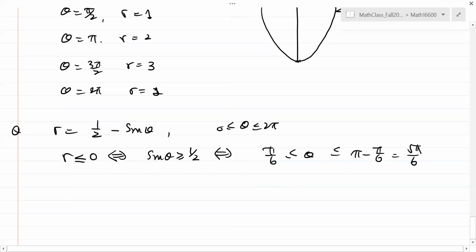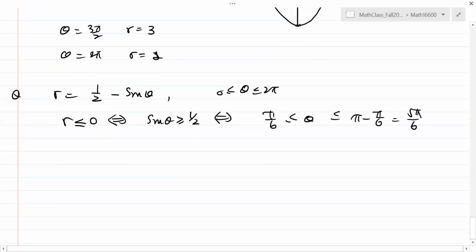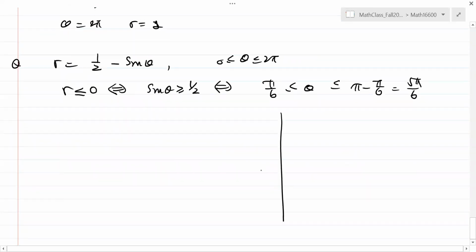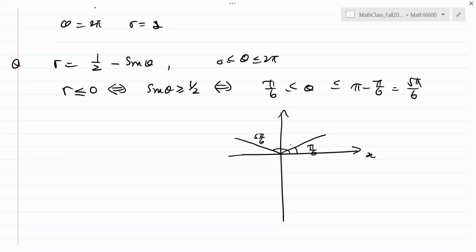That's all, right? So you get the solution. Between those two angles, my r is negative. So when you draw the graph, be careful. This is pi, this is pi over 6, this is going to be 5 pi over 6. So when the angle is between those two lines, your r is going to be negative. First of all, this is 1/2, this is 1/2, and let me draw this graph.